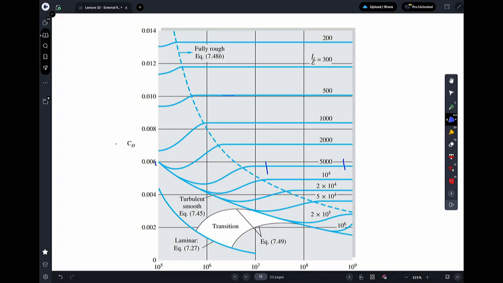And you'll notice that the dash line indicates the point where you go from a sort of not quite fully rough to fully rough. And when you have fully rough, you have a linear region that extends outward.